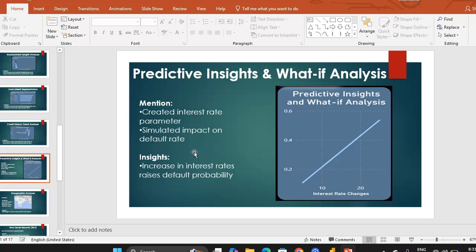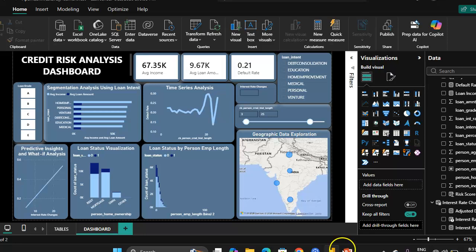Then, what-if analysis and predictive insights. In this section, I performed predictive what-if analysis. I created an interest rate parameter to simulate how changes in interest rate affect default probability. The analysis shows that as the interest rate increases, default rate also increases. This is because a higher interest rate increases the repayment burden on borrowers. This type of prediction analysis is very helpful for financial planning and risk management.